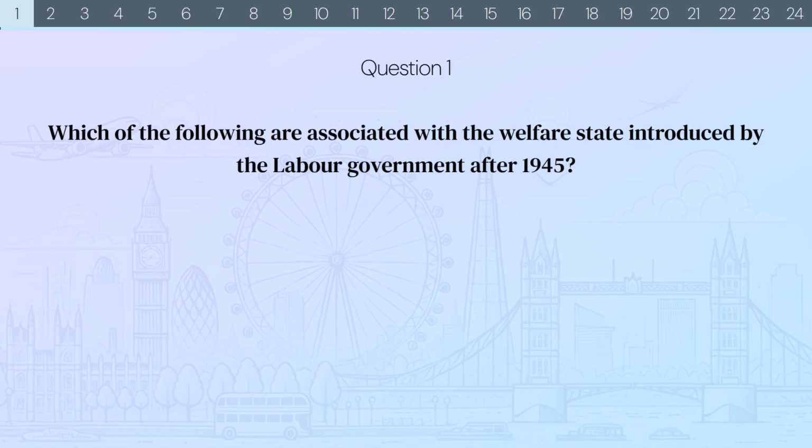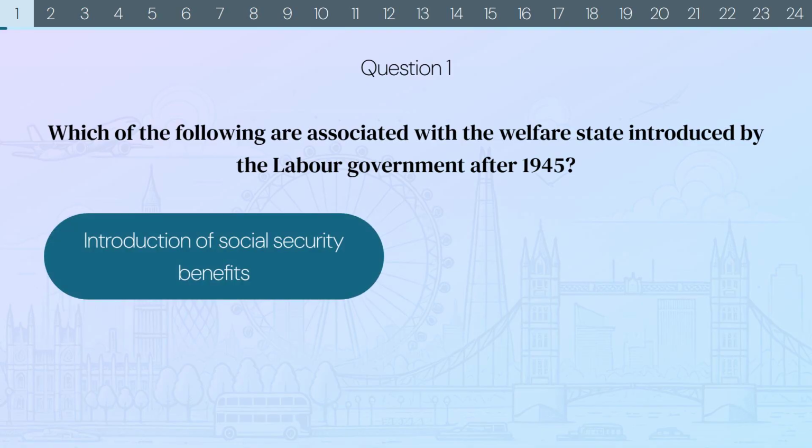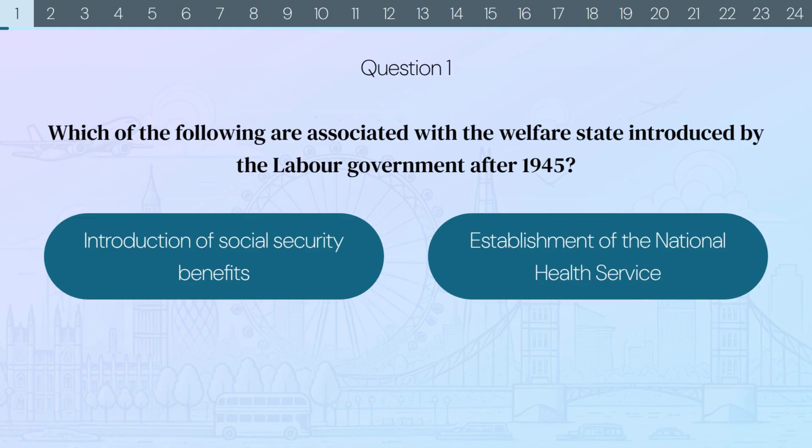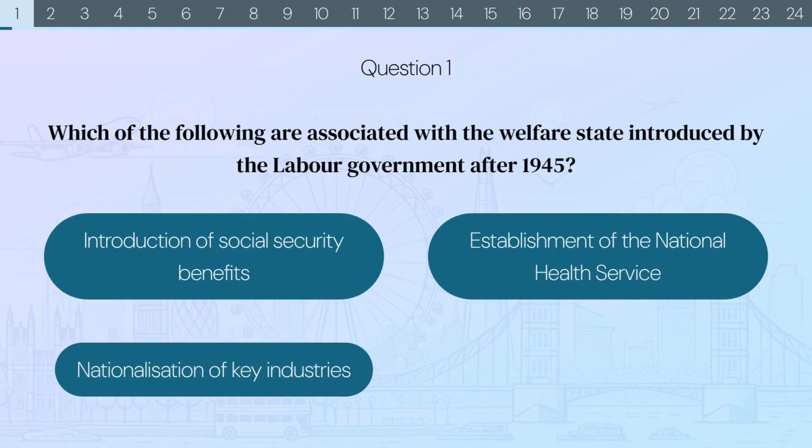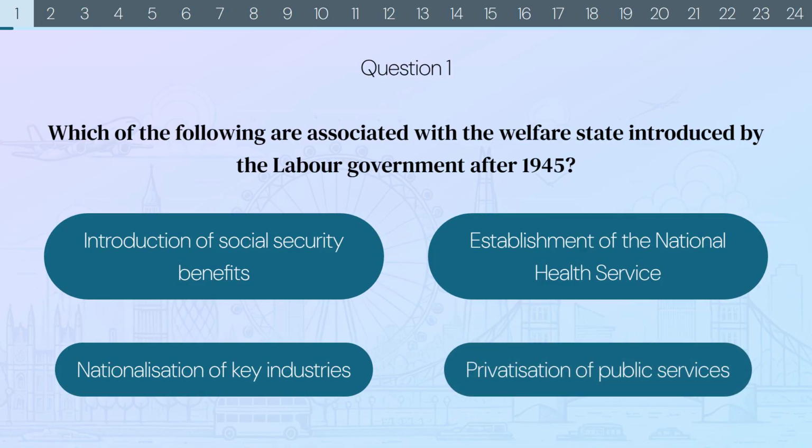Question 1. Which of the following are associated with the welfare state introduced by the Labour government after 1945? Introduction of Social Security benefits. Establishment of the National Health Service. Nationalisation of key industries. Or privatisation of public services?